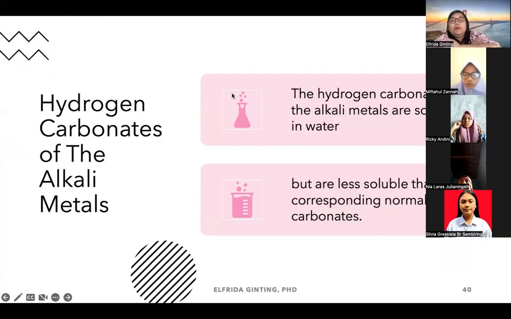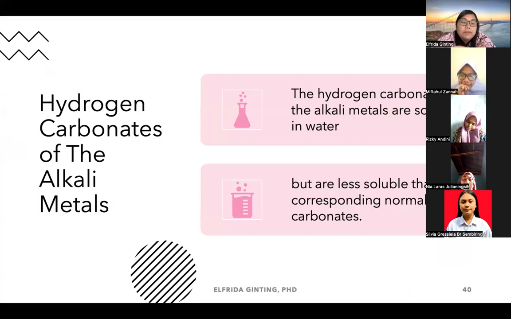Okay. Now, if you have hydrogen carbonates of the alkali metals, remember it is soluble in water, because most carbonates are insoluble in water except for alkali metal and ammonium. So that's why hydrogen carbonates of alkali metal are soluble in water, but it is less soluble if you compare to normal carbonate.